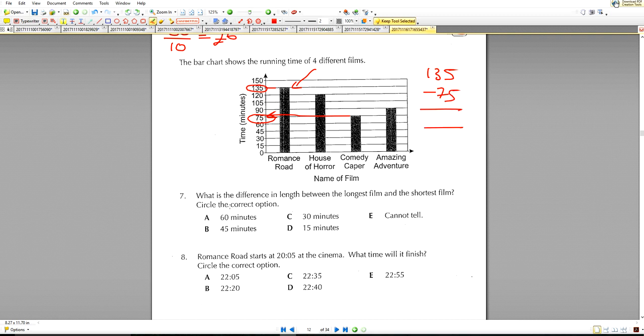So that will give us a total of, so the 5s will minus, 13 minus 7 is 6. So that gives us A. Question number 8.